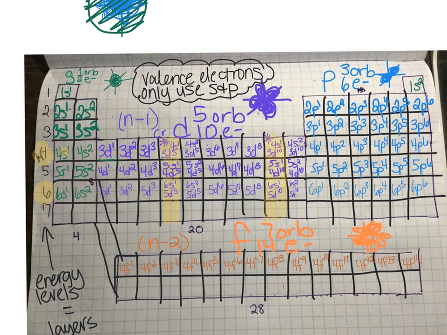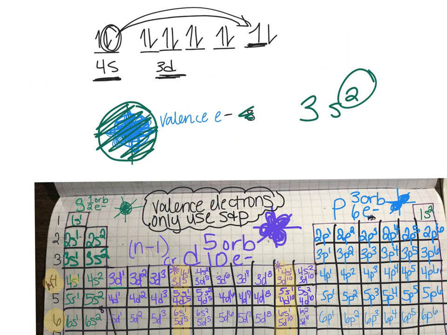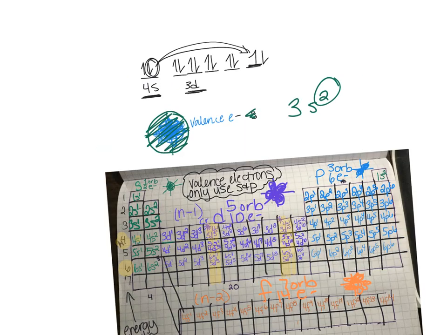The other big takeaway from today is that they stack up like this. And so in order to follow that rule, when we get to a d orbital, it has to go back in energy level so that the only ones that are on the outside are S and P. Okay? So I'd say those are the big takeaways.